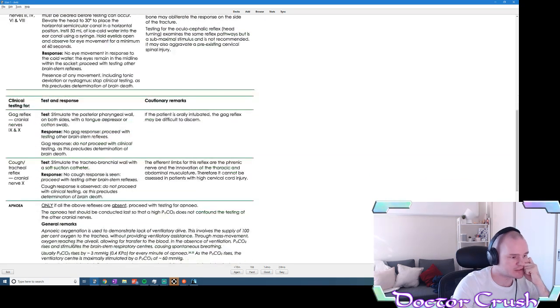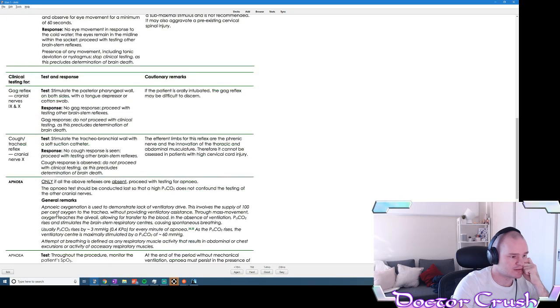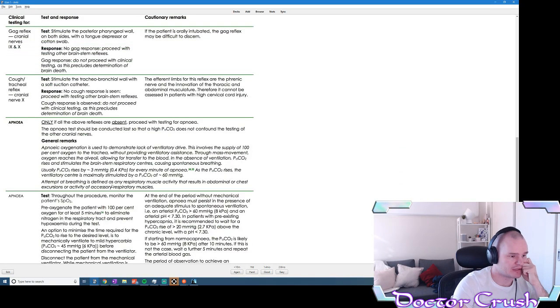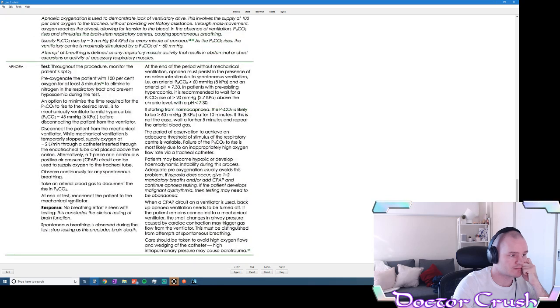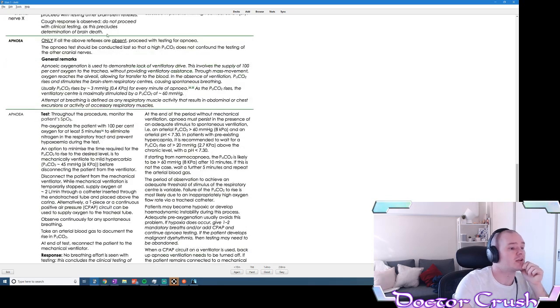Gag reflex, cough reflex, apnea, so you stop breathing for them and see what happens. Right, and you hang on, so you do apneas with CO2 and oxygen.